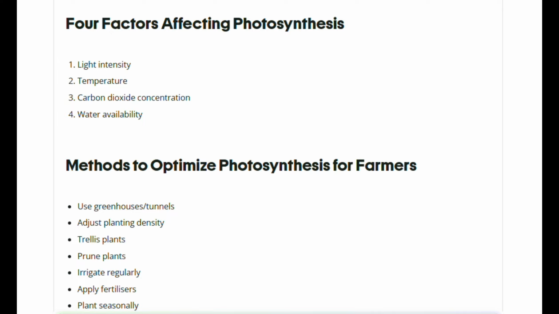Name 2 organs where photosynthesis products are stored. Okay, 2 organs where photosynthesis products are stored: leaves, stems, roots, right? Seeds. But here they said 2, so you can say stems, leaves.